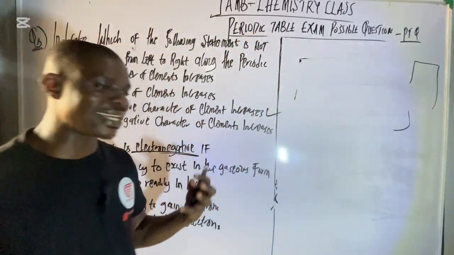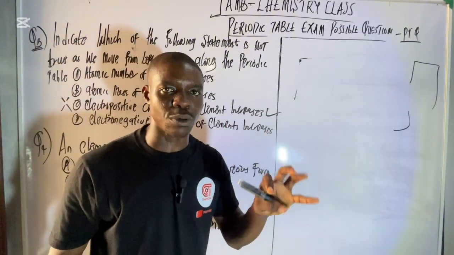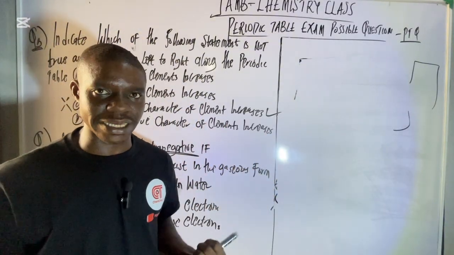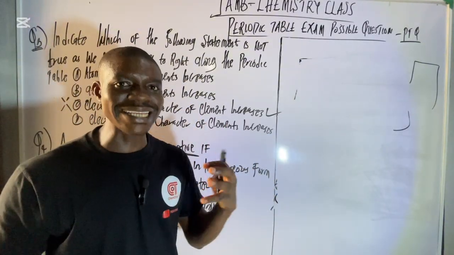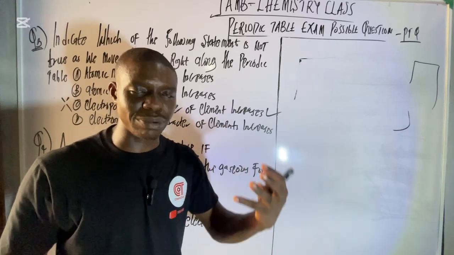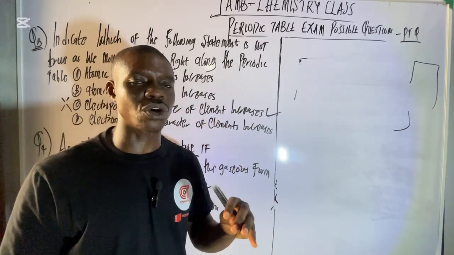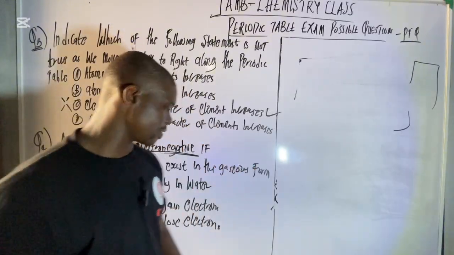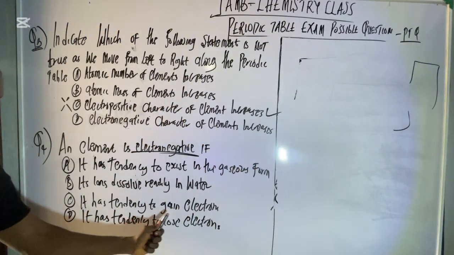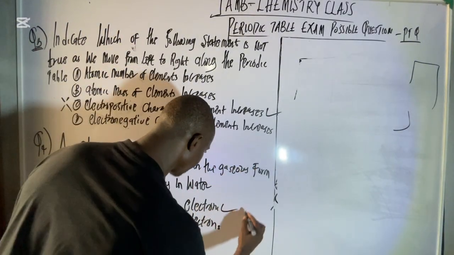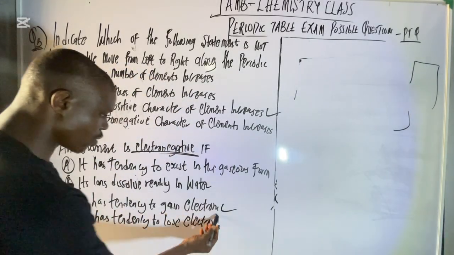Electronegativity is the tendency or the ability of an atom to attract electron to itself or to gain electron. That is the tendency or the ability of an atom to gain electrons to itself. That is called electronegativity. So yes, it has the tendency to gain electron. This one is the correct one.